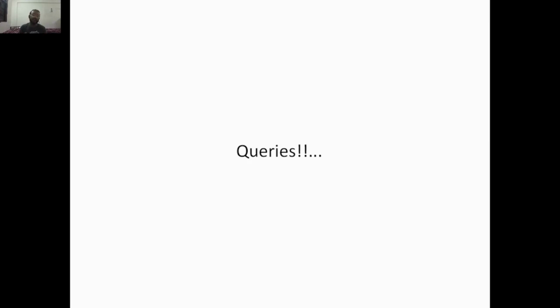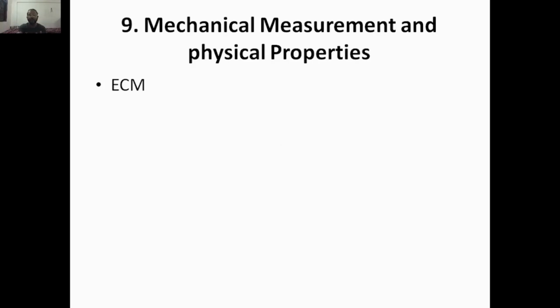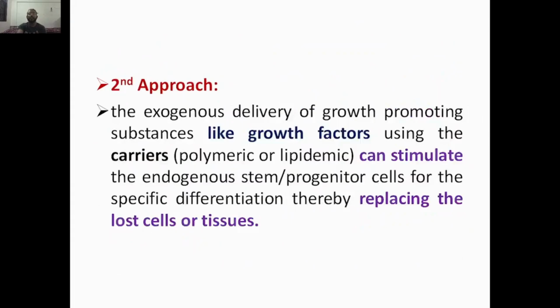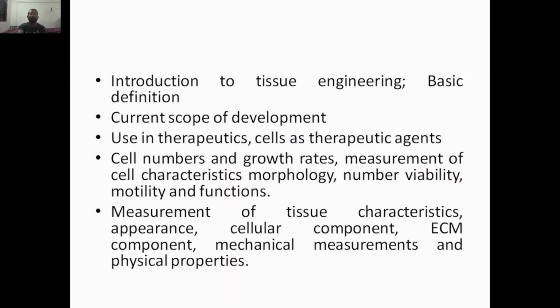Okay, so I hope you understood module 1. In module 1, a quick glance, if you want, at what we studied: around 9 different topics. Introduction to tissue engineering and basic definitions, the 2 definitions we discussed, the current scope of development, then cells as therapeutic agents, where cells can be used to treat damaged cells, damaged organs, damaged tissues.